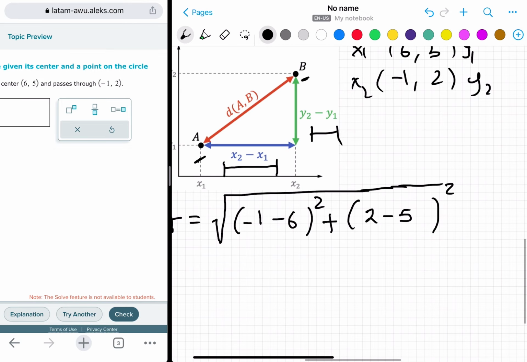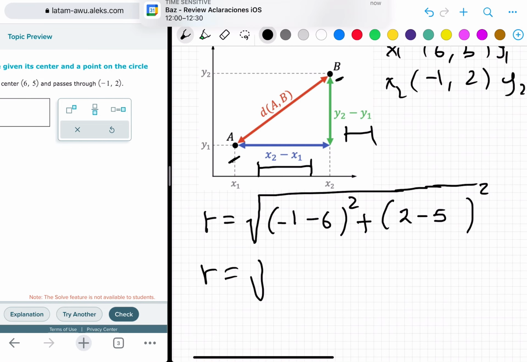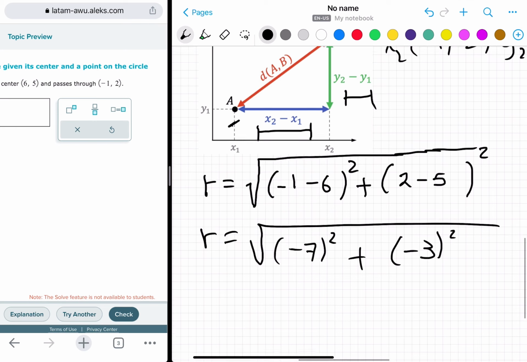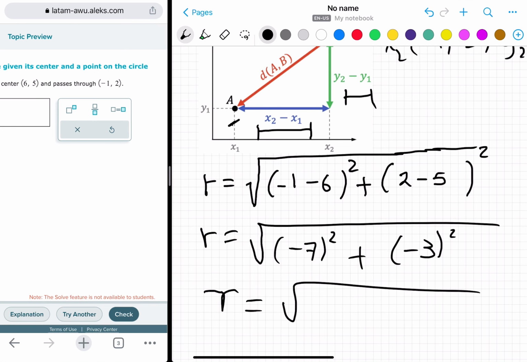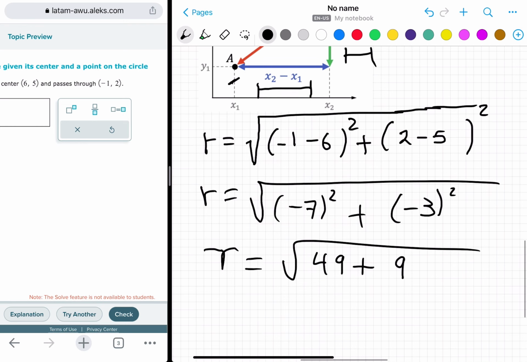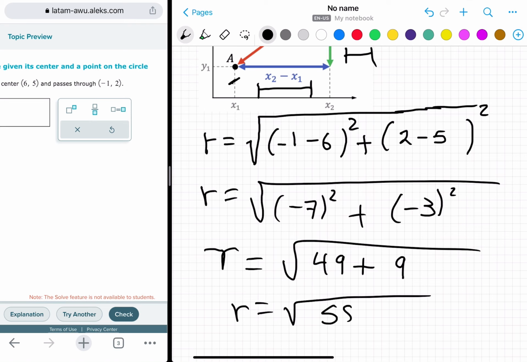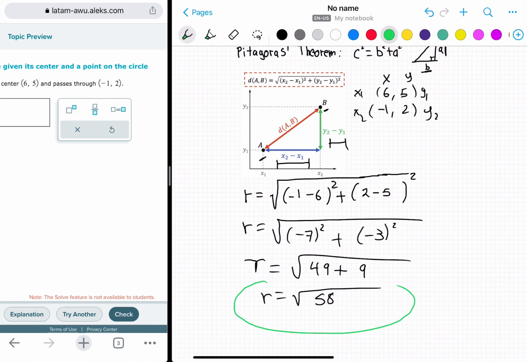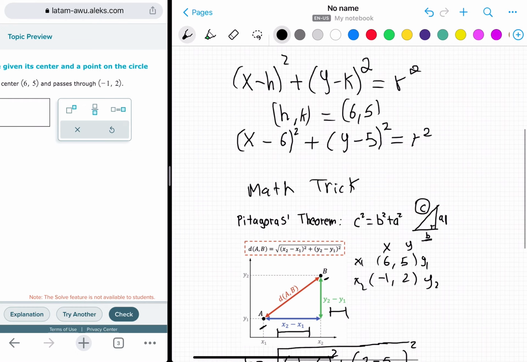Then I do the math here. R equals the square root of minus 7 squared plus minus 3 squared. That is 49 plus 9. That is square root of 58. Alright, that is the value of the radius. Square root of 58. Now I can replace this number into my standard form, and I will get the equation.